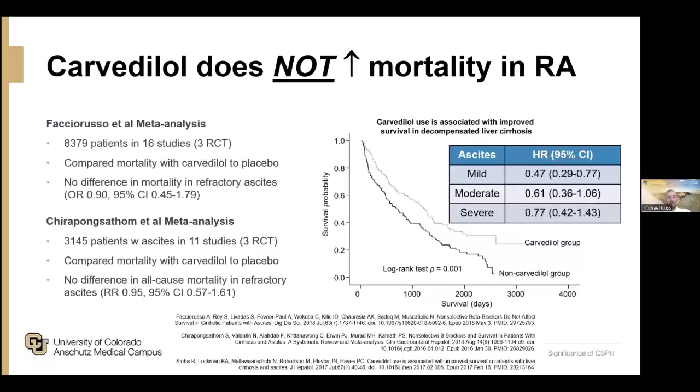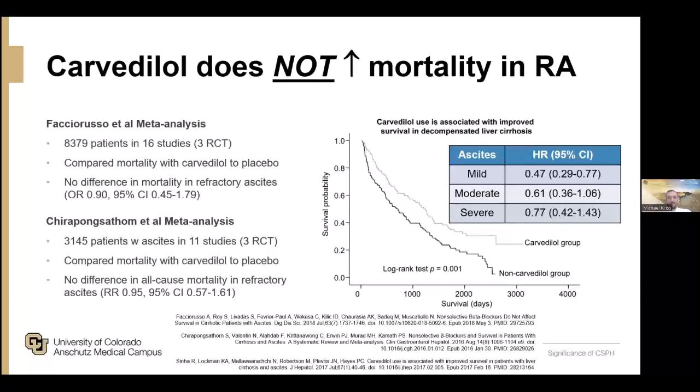And this has been demonstrated in now 2 large meta-analyses, one that included over 8,000 patients, the other that included over 3,000, and there was no difference in all-cause mortality in either of those cohorts in patients with refractory ascites. The study that's pictured on the right is actually a smaller study of 325 patients. And these patients were either given carvedilol or had a non-carvedilol group. And these were either placebo or non-active.